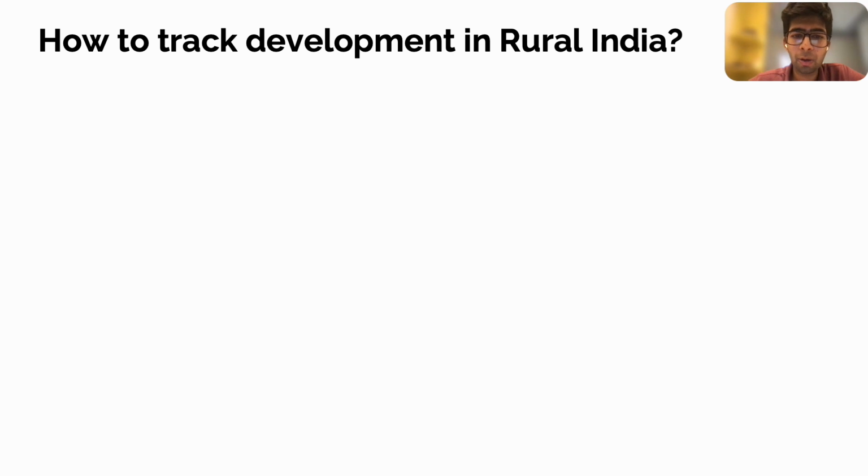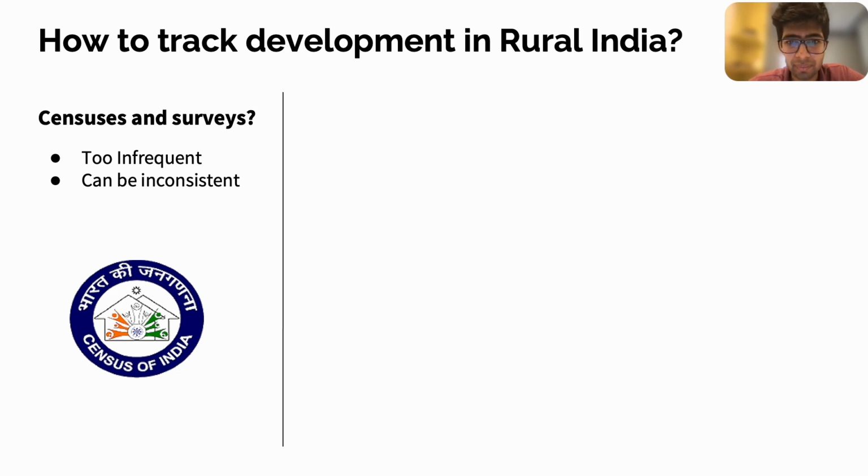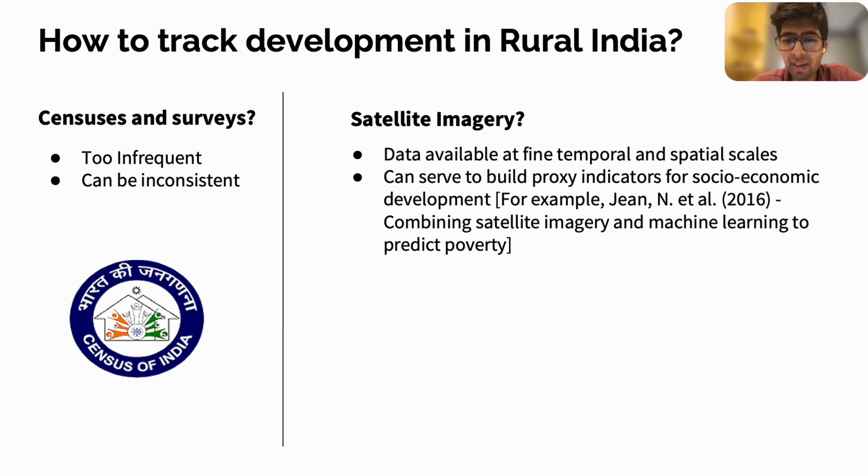We begin by asking how to track development in rural India. An obvious answer to this question can be using censuses and surveys. However, these are too infrequent, as censuses are conducted once in every 10 years and surveys once in every 5 years. Secondly, they can be inconsistent in terms of the village or district boundaries that they use or the parameters that they took. A rather reliable source for tracking development can be satellite imagery, in which the data is available at finer temporal and spatial scales, and they can also serve to build proxy indicators for socioeconomic development, as proven in past literature.